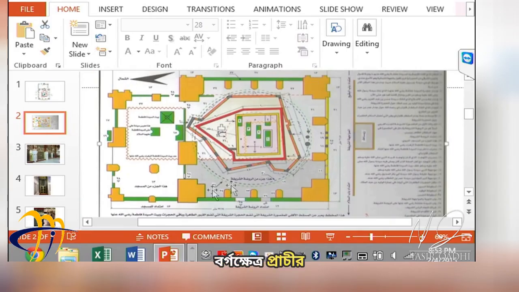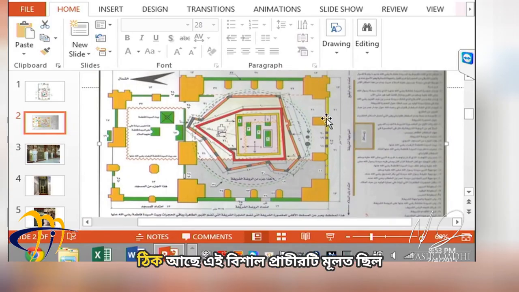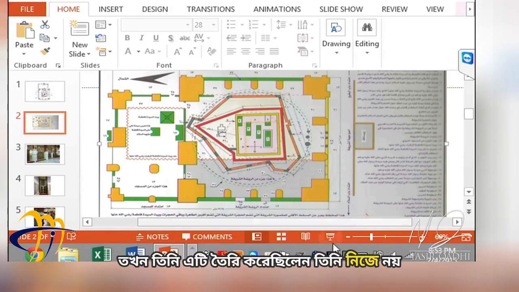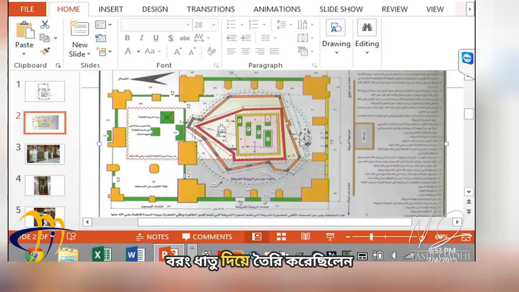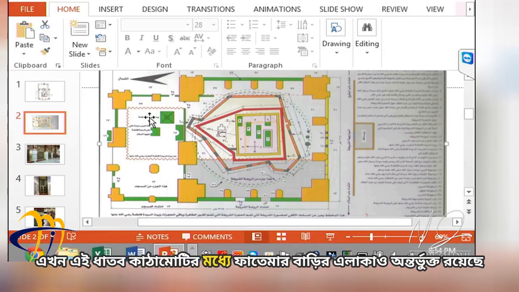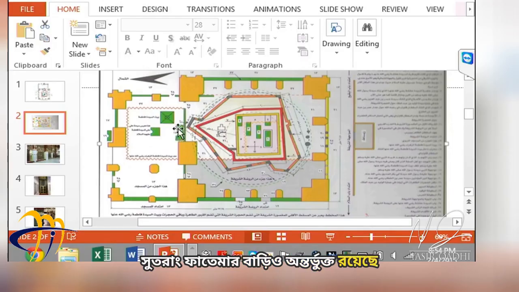The square wall. You see this square wall? This large wall was originally built by Al-Zahir Baybaras with wood. But then the fire took place. When the fire took place, Qaitbai built it in metal. And so this metal is what we see. And this metal structure is still standing to this day. Now, this metal structure includes within it the area for the house of Fatima as well. So Fatima's house is included.